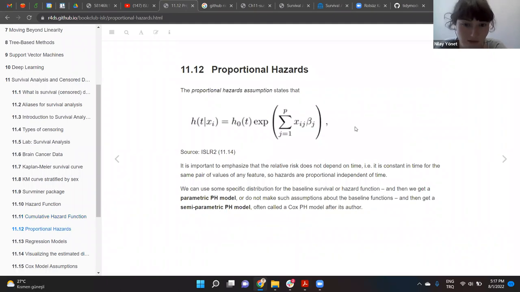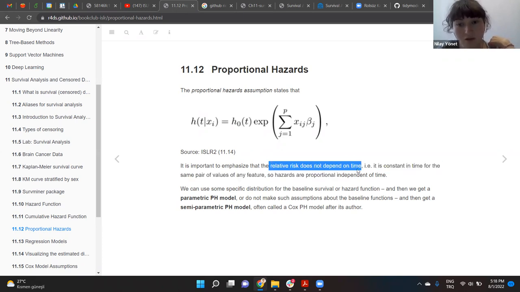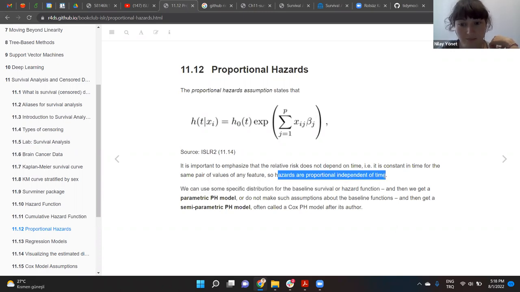Okay, then we will check proportional hazards. From now on, here we have H0(t), and this is the baseline. Again, it's something conditional, and this xi is a feature vector for an individual. Just like its name, from now on we are talking about the proportional hazard. And since it is proportional, relative risk does not depend on time. So the hazards are proportional, independent of time.